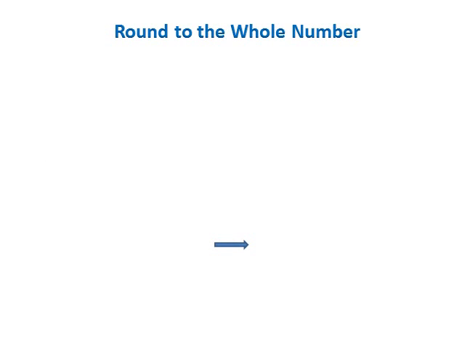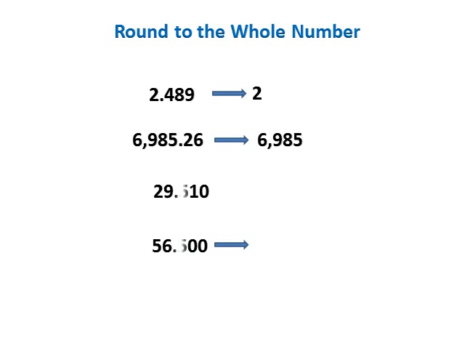Okay, so let's try some of these examples. 2.489. The whole number is 2, and the number in the tenths place is 4, so that's less than 5, so that number stays as 2. How about 6,985.26? The whole number there, the ones digit is 5, and the tenths digit is 2, so 2 is less than 5, so therefore that stays as is.